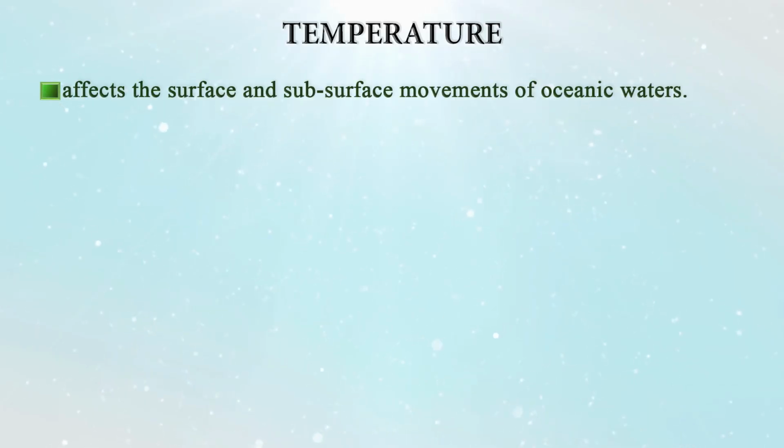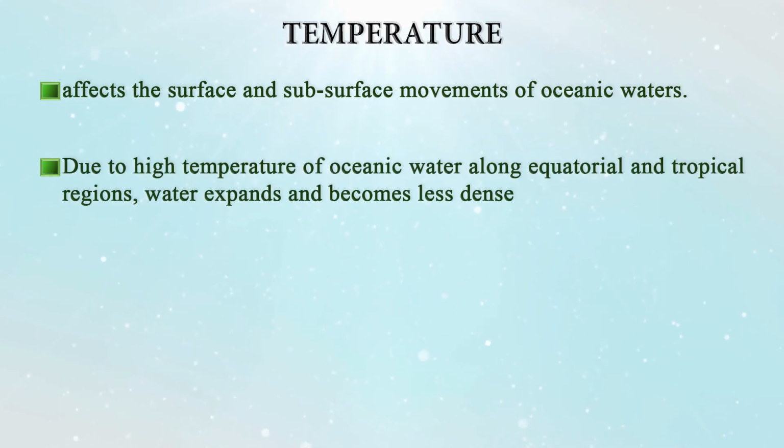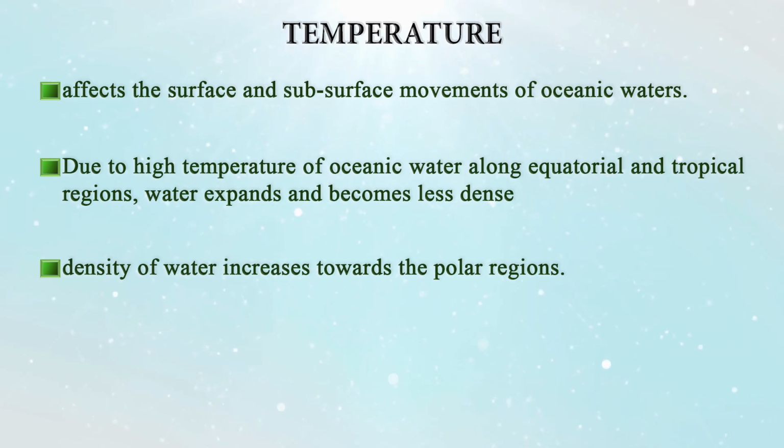Now, how does temperature affect the movement of ocean currents? Both surface and subsurface movement of ocean currents are affected by temperature. Due to high temperature, sea water expands. Since water expands, it becomes less dense. So the density of water changes in this way, and temperature decreases towards the polar region, so the density of water increases towards the polar areas.